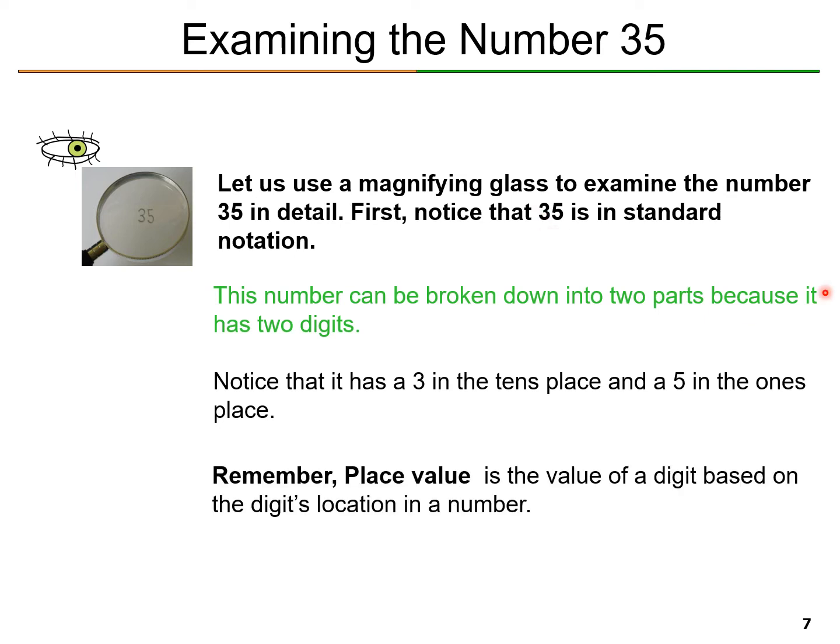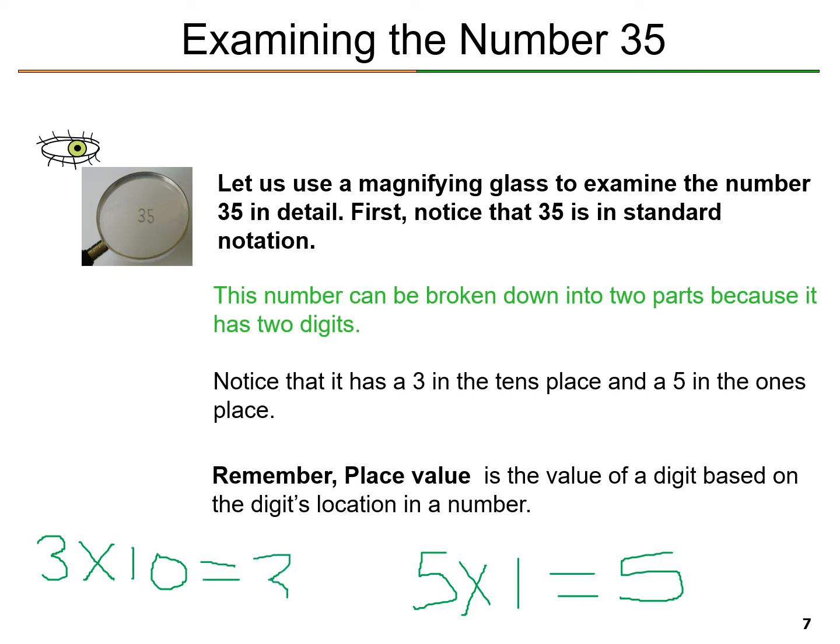Remember, place value is the value of a digit based on the digit's location in a number. So this 5 here, because it's in the ones place, has a value equal to 5 times 1, which is equal to 5. And because this 3 is in the tens place, it has a value equal to 3 times 10, which is equal to 30.